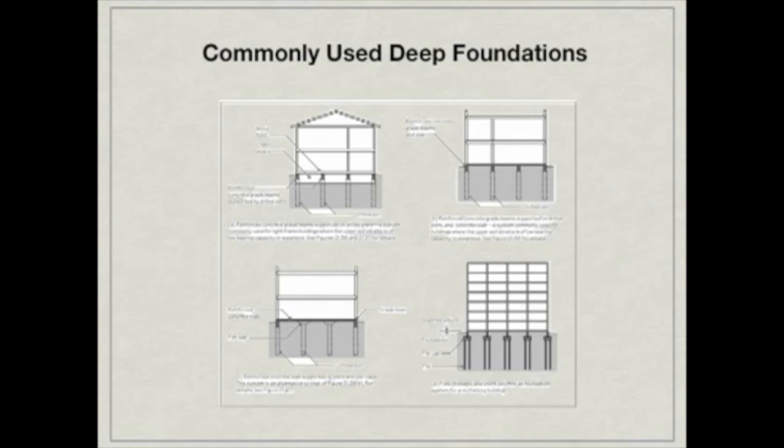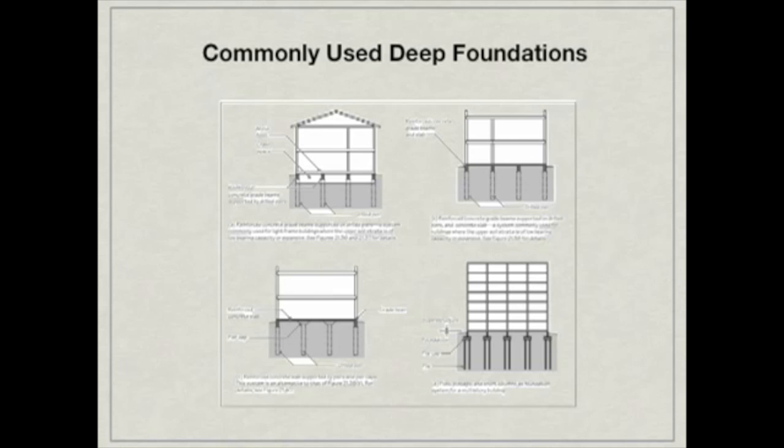In this diagram, we see that both systems A and B are reinforced concrete grade beams that are supported by drilled piers. The only difference here is that A has a wood floor and B has a concrete reinforced floor. This type of construction is commonly used for light frame buildings where the upper soil strata is of low bearing capacity or the soil is expansive.